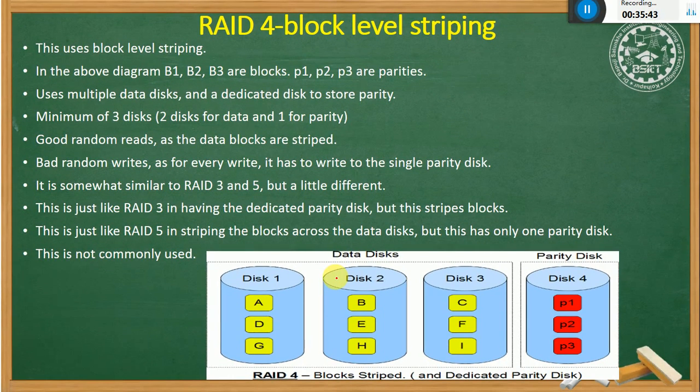Now it is RAID level 4. It is striping, but it is block level striping. Now your data is divided into blocks, and blocks are stored as in RAID level 3. Also we have 3 data disks, and data is divided into blocks. A block is a container of bytes. It will have a number of bytes, and a byte is a container of bits.